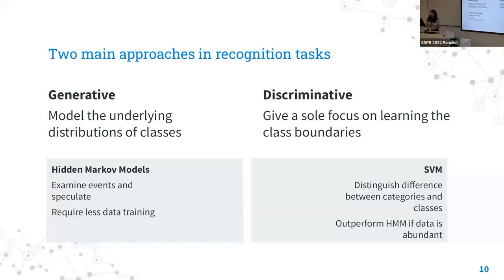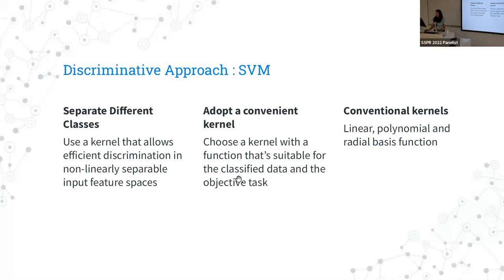Support vector machines, on the other hand, distinguish between the categories and the classes, and they sometimes outperform HMMs if we have abundant data. Support vector machines mainly separate different classes. They use a kernel that allows efficient discrimination in non-linearly separable input. We need to choose a kernel with a function suitable for the classified data and the objective task. Some conventional kernels usually used with support vector machines are the linear, polynomial, and the radial basis function.